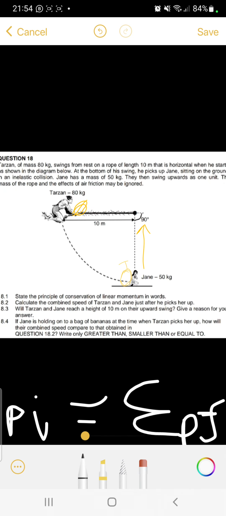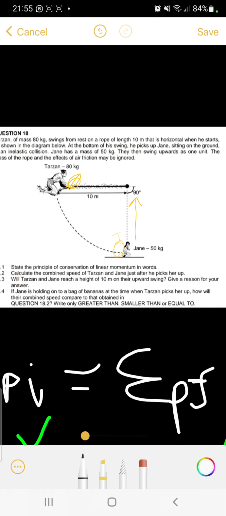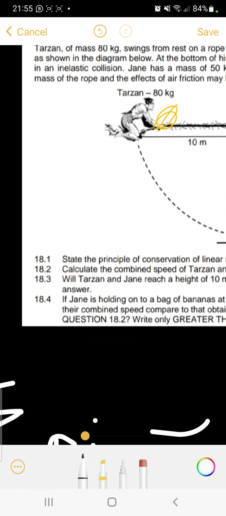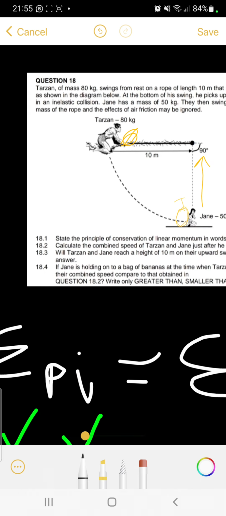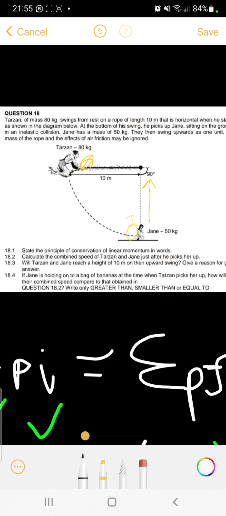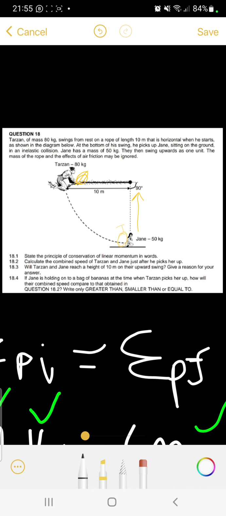So that's what they asked: you calculate the combined speed of Tarzan and Jane just after he picks her up. We do not need to give a direction because it just asks for speed, and speed is a scalar quantity, which only has magnitude, so we can leave it like that. Question 18.3 asks, will Tarzan and Jane reach a height of 10 meters on their upward swing? Give a reason for your answer.